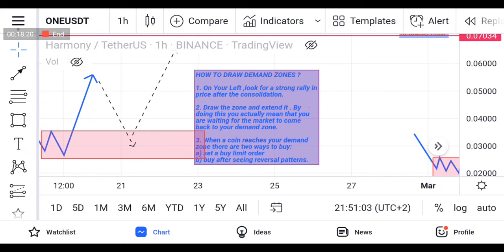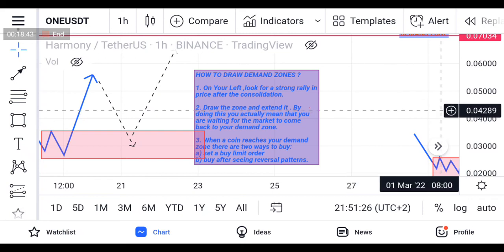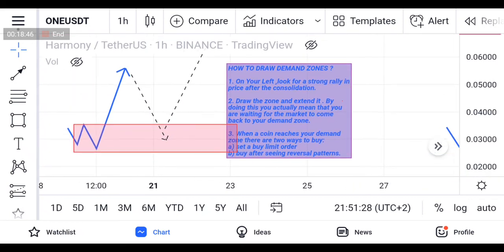There are different types of reversal patterns. You've got the double top, the double bottom, the pin bars and stuff. So there are many reversal patterns that you can use to take your buy entry. That will be up to you. As for me, I think this will work for me or this will not work for me. That is up to you as well. So I've just shown you how to draw your demand zone.